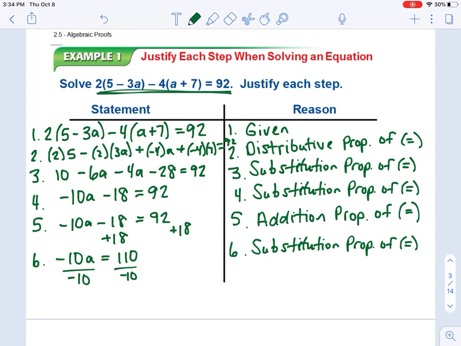Ooh, where did I get off? I need to rewrite this again. This is actually step 7. So we can't just put it on here. It makes it get confusing. Rewrite it and then divide. There we go. This is our division property of equality.